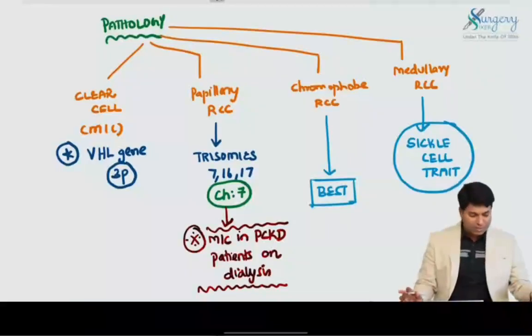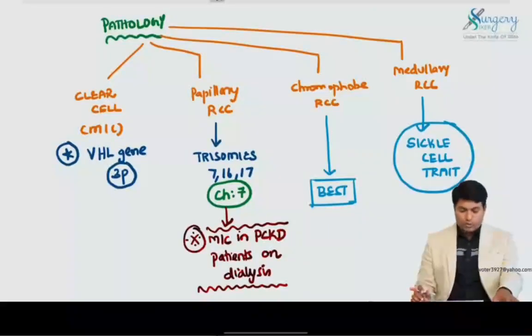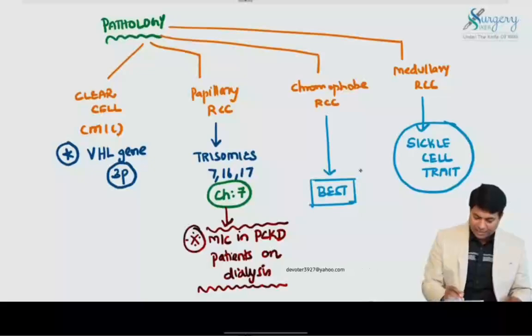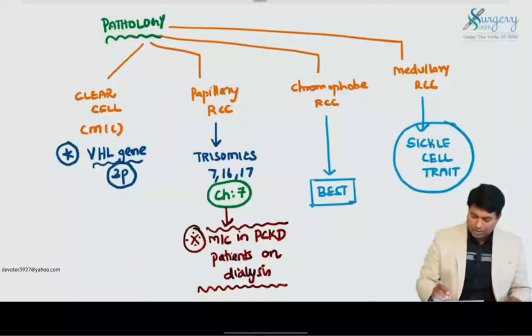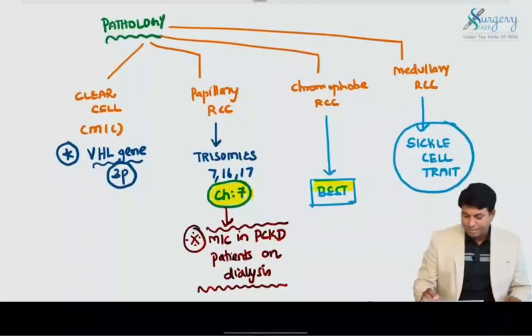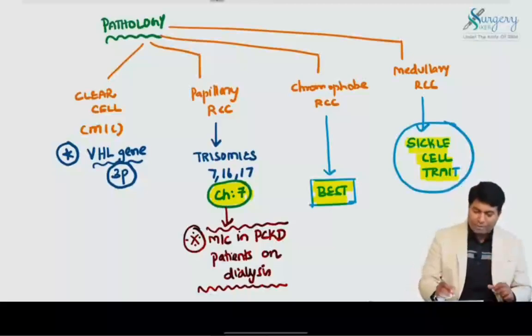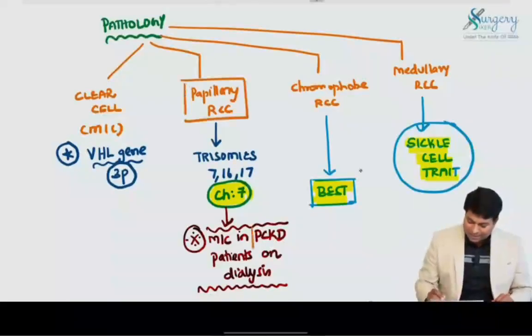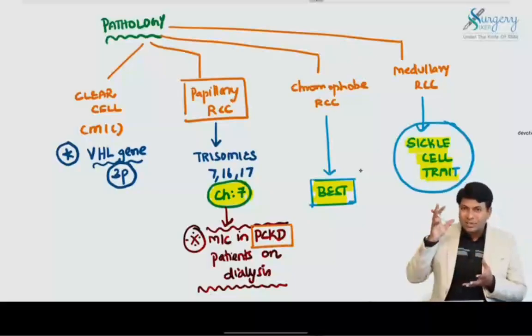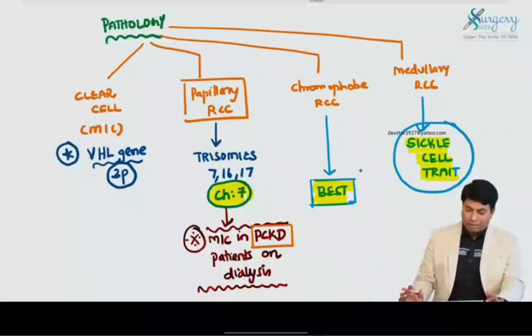So I made these questions. Please remember these questions which can be asked in exams as MCQs. Clear cell, most common is VHL gene mutation. Papillary, most common is chromosome 7 mutation. Chromophobe type has the best prognosis. Sickle cell patients will develop medullary cancer. Papillary RCC is seen in PCKD patients on dialysis. In other words, dialysis-associated renal failure patients may develop papillary type of cancer. Please don't forget these points.